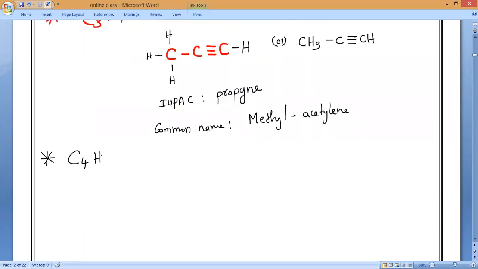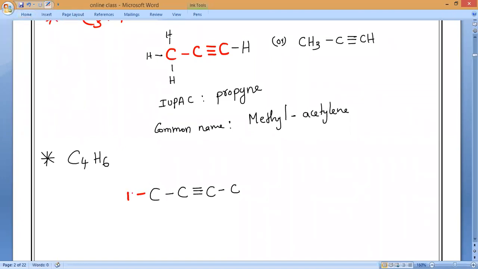C4H6 will come. Okay, so now onwards the structure will vary a little. Here a triple bond will come for the second and third carbon. So the skeletal structure, remember: C single bond C, triple bond C, single bond C. This is the standard structure that you have to remember.